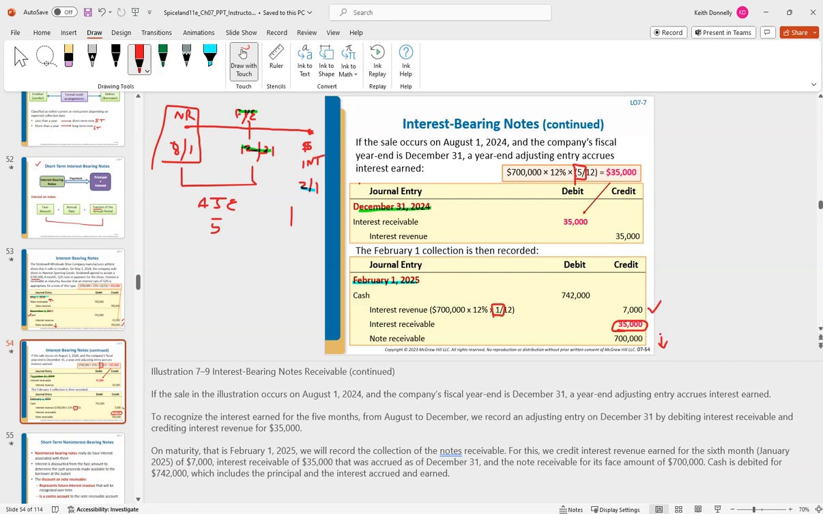Which is going to be the combo of essentially the money, the face plus, in this case, the interest, for the entire period, part of which we've accrued over here, part of which we've accrued here, but we've collected the entire amount right here. So there's a difference between when we accrue it and when we collect it.